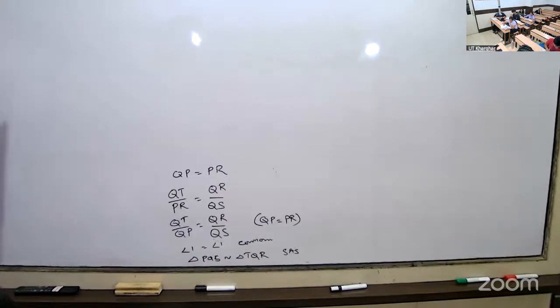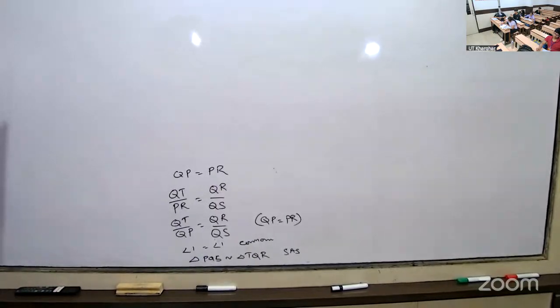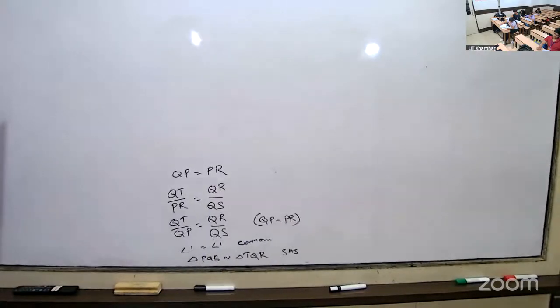Look at the figure. You can see QT upon QP. QT is the side of the big triangle TQR. QP is the side of triangle PQS. It is equal to QR upon QS. Big triangle divided by small triangle is equal to big triangle by small triangle. Yes or no? And the common angle is angle 1, no? Therefore, TQR is similar to PQS.